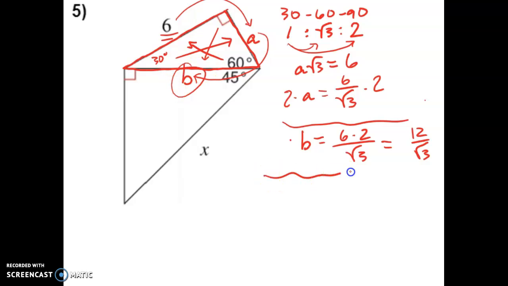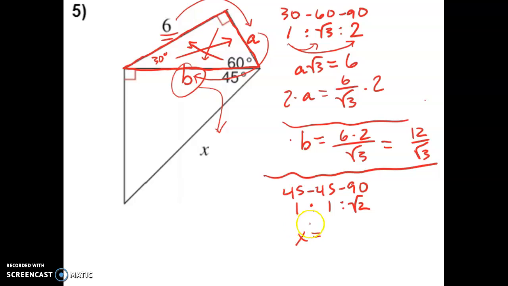And now I'm dealing with the different triangle. The different triangle that I have now is a 45, 45, 90 triangle that has side ratios of 1 to 1 to root 2. So I use that fact. If I want to take the expression for B and use those side ratios to figure out what x is, well, I know that x is going to be B times root 2. So B happens to be 12 over root 3. I'm going to multiply that by root 2, or root 2 over 1.